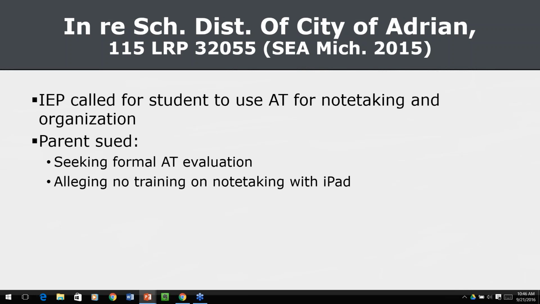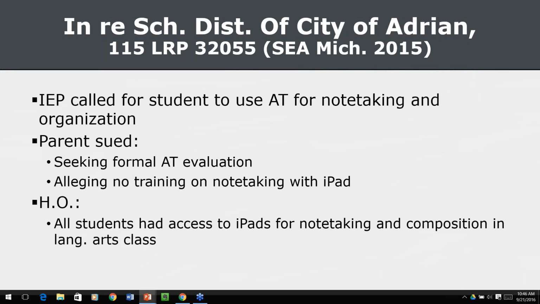Now, the parent argued that since everybody got it, it wasn't special, right? It didn't qualify as special ed, and the hearing officer said that's not true. Just because everybody gets it doesn't mean that that isn't sufficient to benefit this kid and to qualify as the services promised him in his IEP. The hearing officer says just because it's provided to everyone doesn't mean it's not enough for this student. All students had access to the iPads. There was no need for additional training.